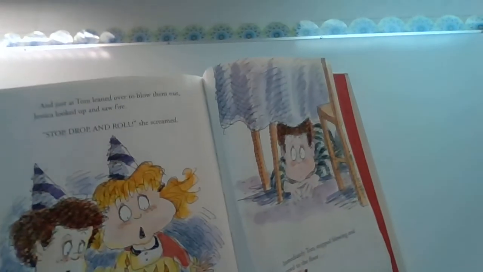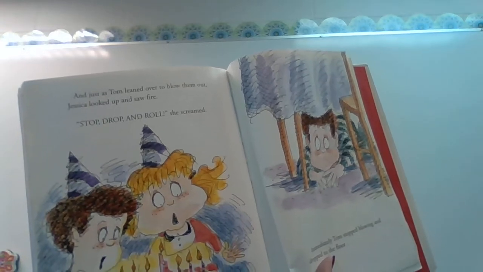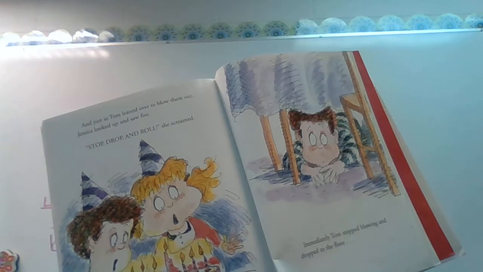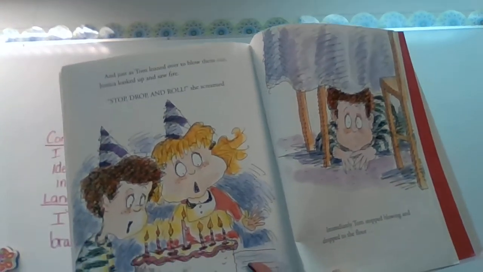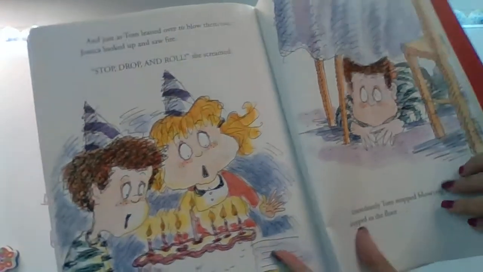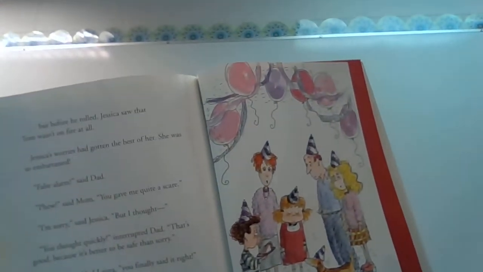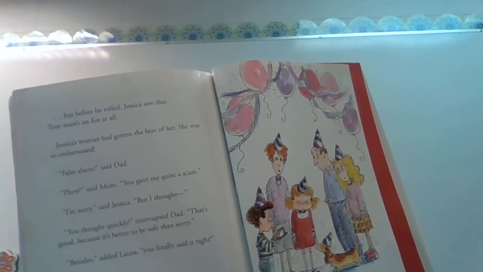And just as Tom leaned over to blow them out, Jessica looked up and saw fire. "Stop, drop, and roll!" she screamed. Immediately, Tom stopped blowing and dropped to the floor. Poor Tom. But before he rolled, Jessica saw that Tom wasn't on fire at all. Jessica's worries had gotten the best of her.